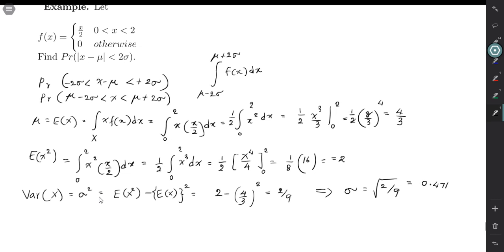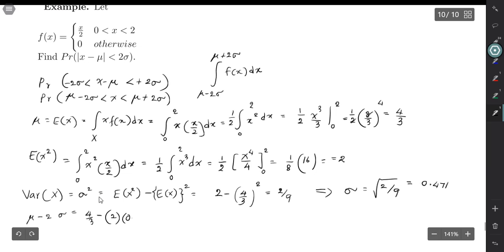Now let's find the lower limit and the upper limit. Mu minus 2 sigma is 4 over 3 minus 2 times 0.471, so you'll get 0.391. And then the upper limit, mu plus 2 sigma, is 4 over 3 plus 2 times 0.471, which is 2.375. Right. Now you have to be careful.